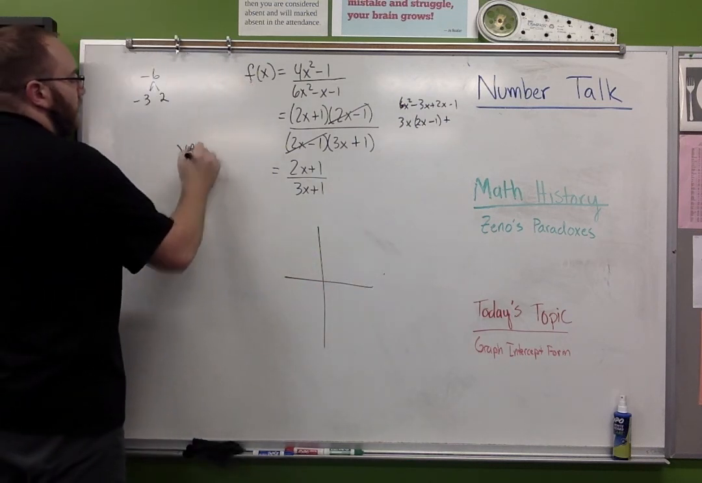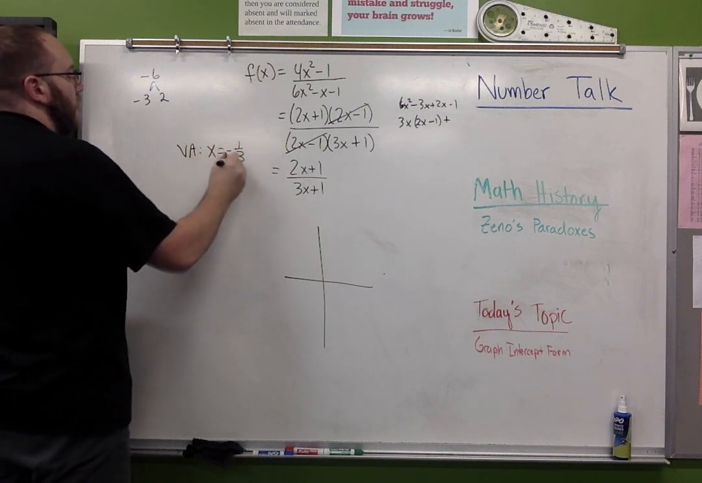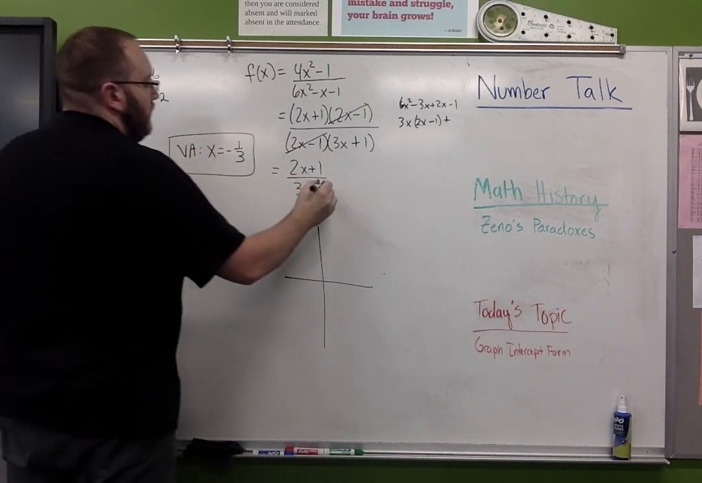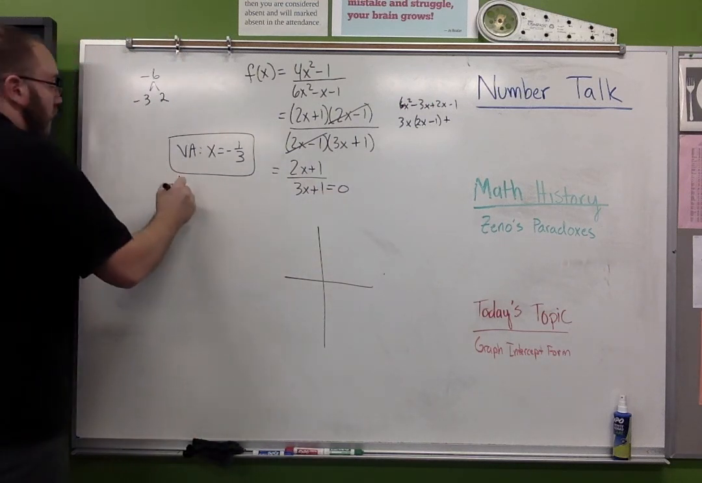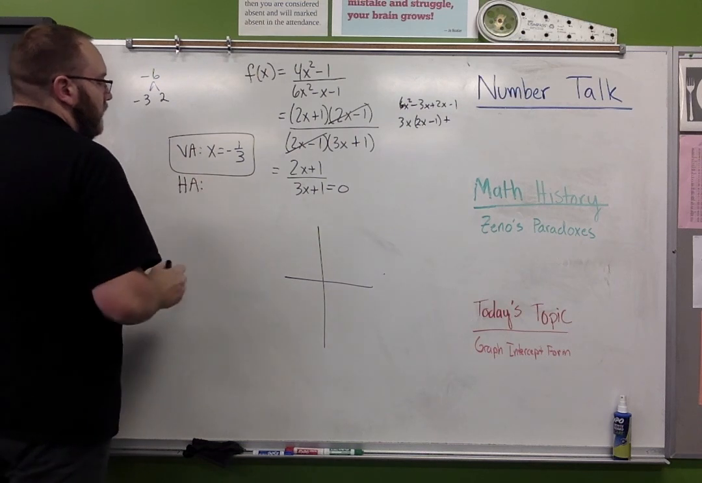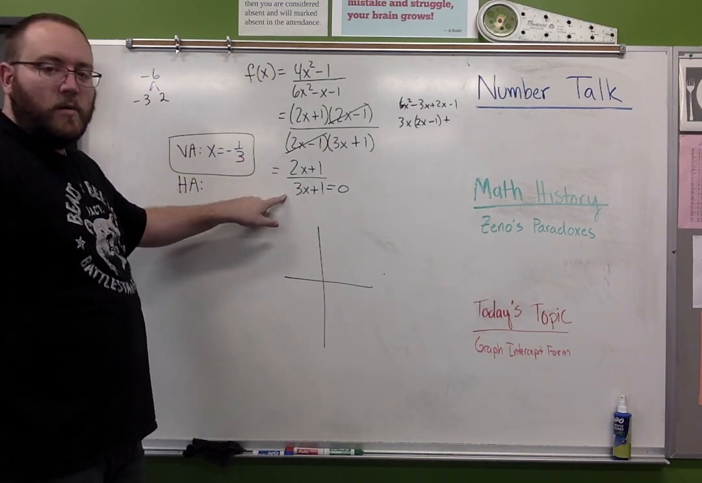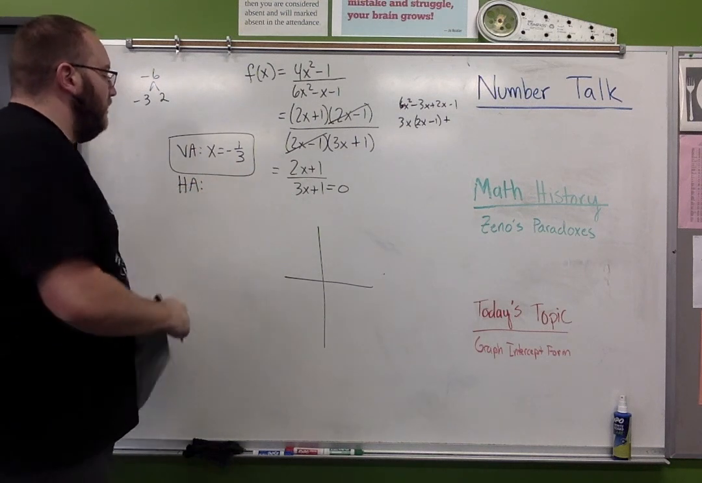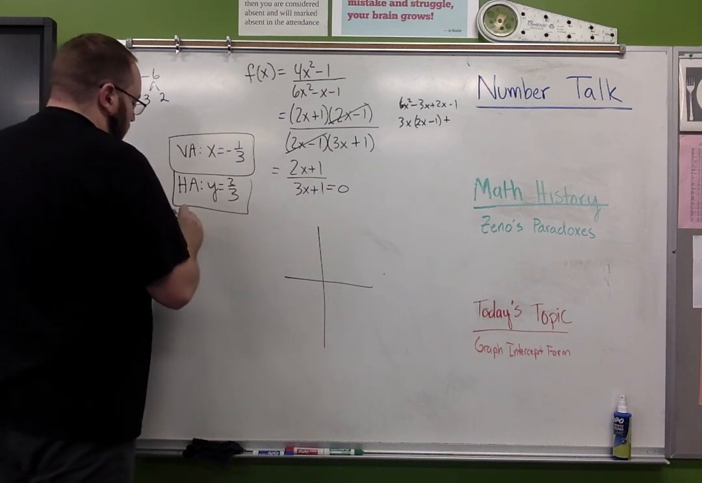Vertical asymptote. Set the denominator equal to 0. X equals -1/3. I set it equal to 0 and solve. Horizontal asymptote. Degree is 1, degree is 1, so they're equal. So leading coefficient divided by leading coefficient. Y equals 2/3.